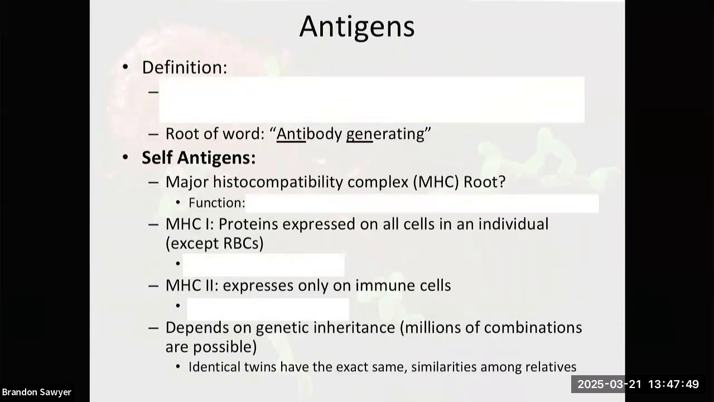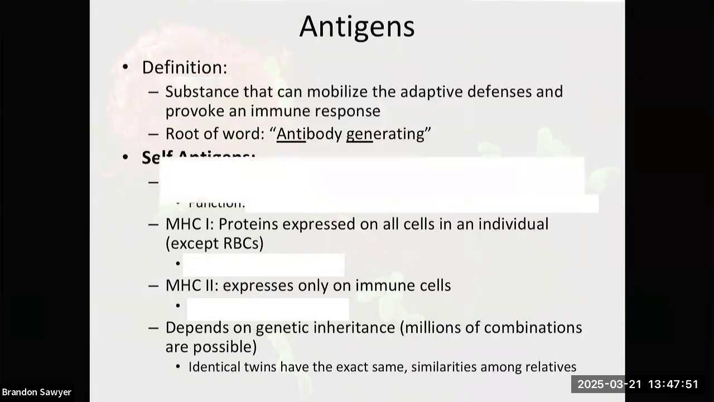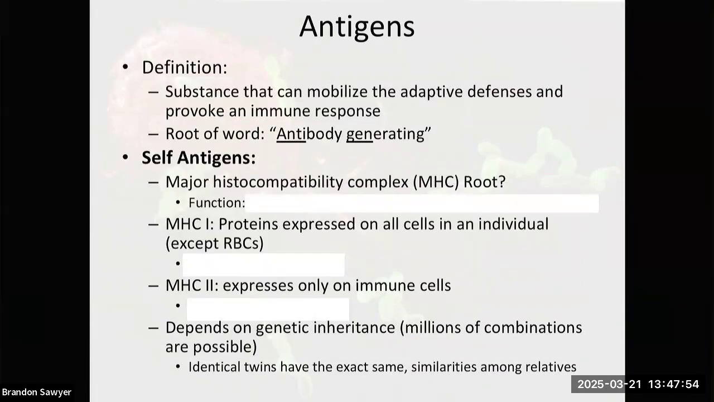Okay, so all of this hinges on the idea of an antigen. We talked about antigens already when we talked about the red blood cells. And so the definition is a substance that can mobilize the adaptive defenses and provoke an immune response. Just like it sounds, it's an antibody generating substance. So anything that goes inside of our body and provokes our immune system to create antibodies against it is an antigen. And so our own red blood cells are that way, right? Whatever antigen we have, we won't have that antibody.